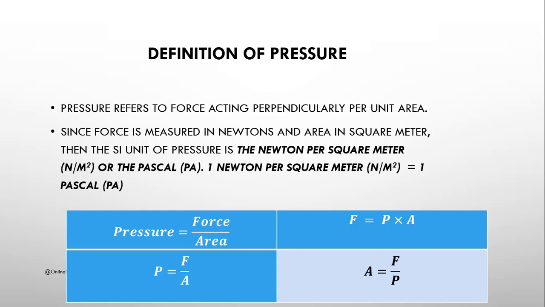So this formula that we have said we are going to form from the definition is going to be pressure is equal to force over area. So you can play around with the formula. If you want to look for force, you can have it as pressure times area. If you want to look for area, it is force over pressure.